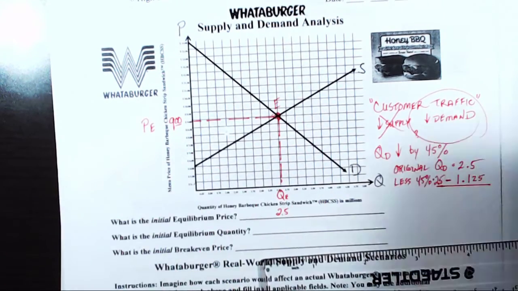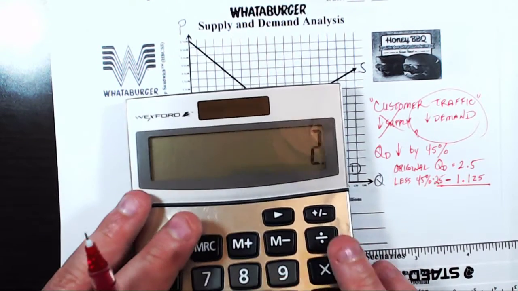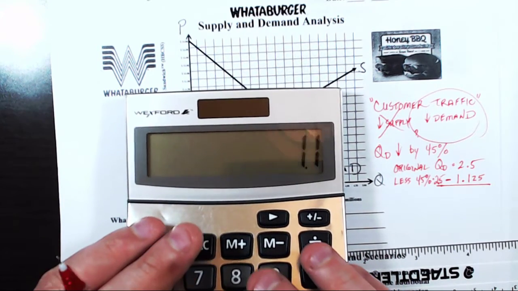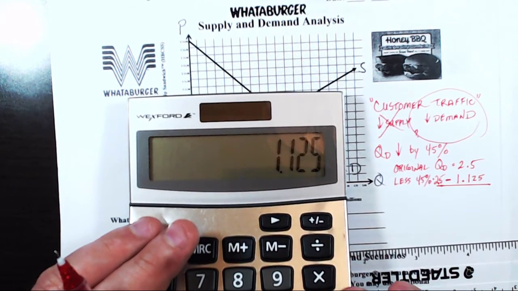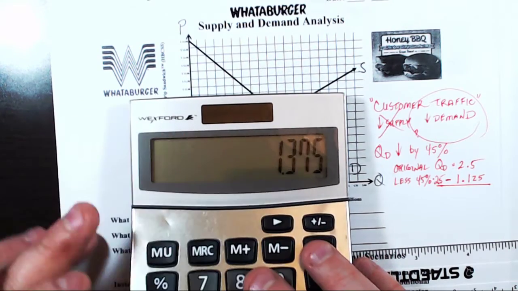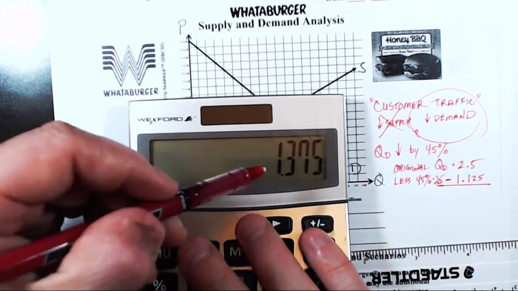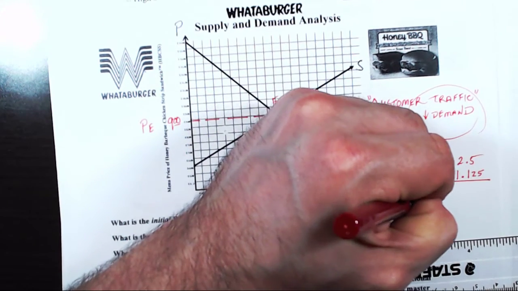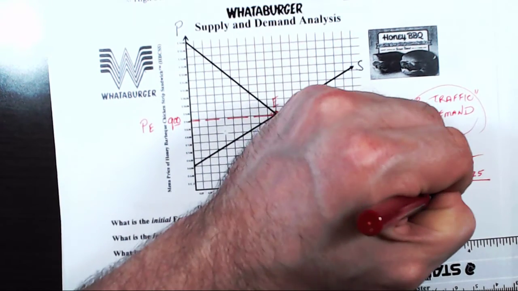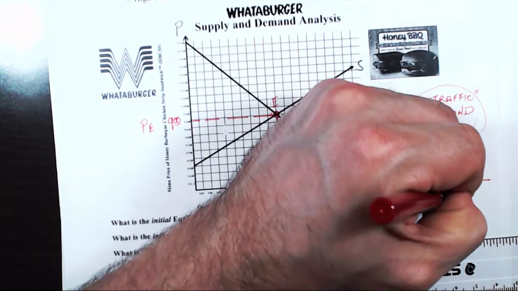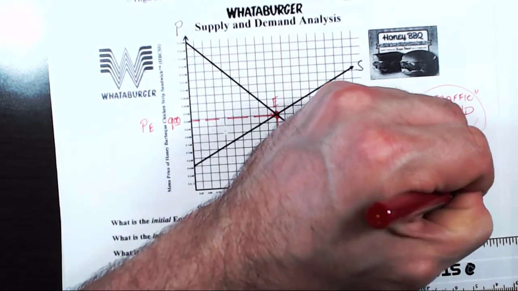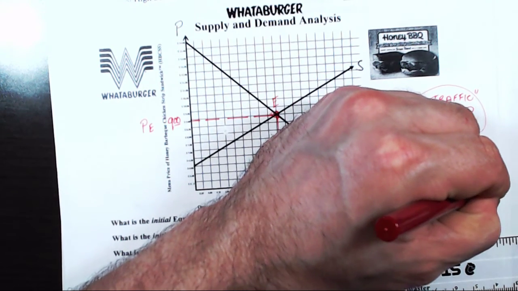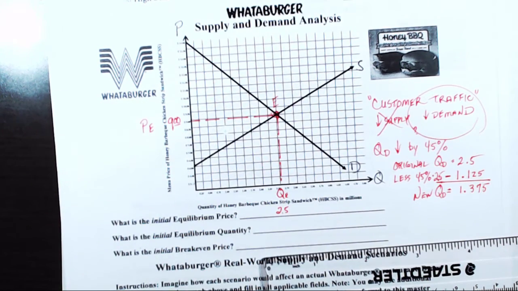And so now we just do this subtraction, 2.5 million sandwiches minus 1.125 million sandwiches equals a new quantity demanded of 1.375. So this is my new quantity demanded equal to 1.375 million, or 1,375,000 sandwiches.